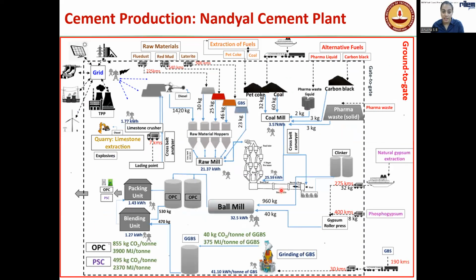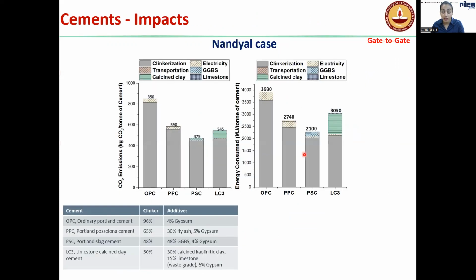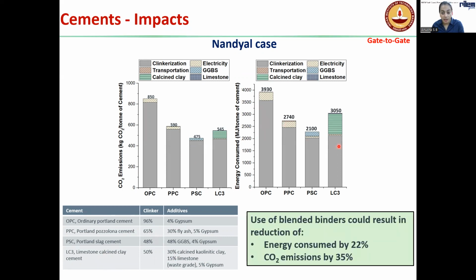This is one of the plants where cement was being produced, like OPC and PSC, and I assumed that LC3 and PPC will also be produced in the same plant with a few assumptions. We see that with the production of blended cements, that is PPC, PSC, and LC3 with lower clinker content, the CO2 emission and energy were reducing. The reduction in energy was about 22% and the reduction in CO2 was about 35%.